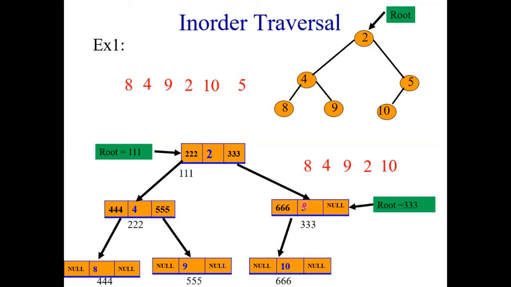That is, root of element. What is the root of element? It is 5. Then you are supposed to call the second recursion by passing the right child address. What is the right child address? Null. It terminates.